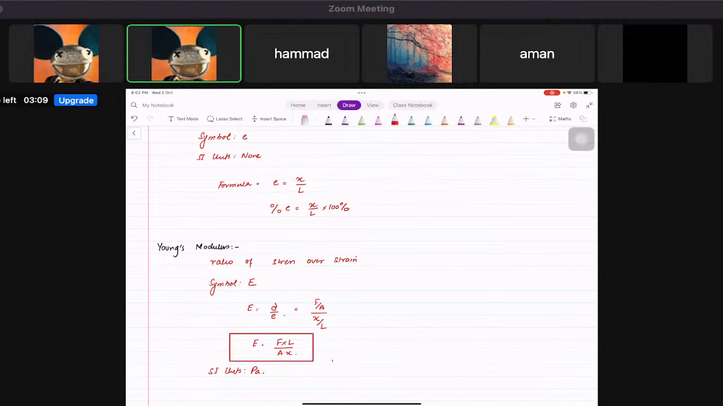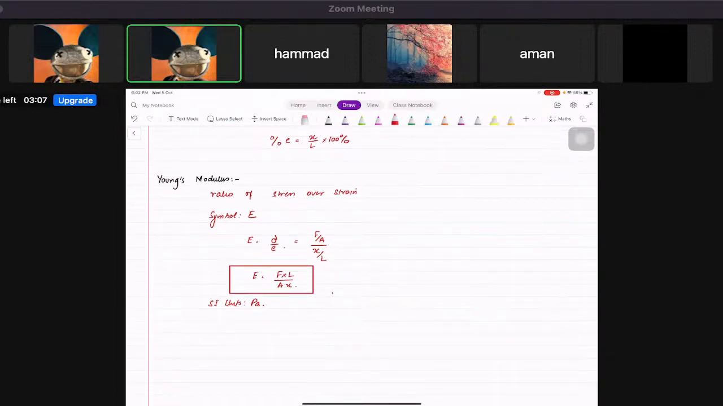And the most important thing is that Young modulus, note here that it is a unique value for each material. So for iron it will be different, for steel it will be different, concrete, plastic, wood, everything it will be different for each material. Alright, any questions please?